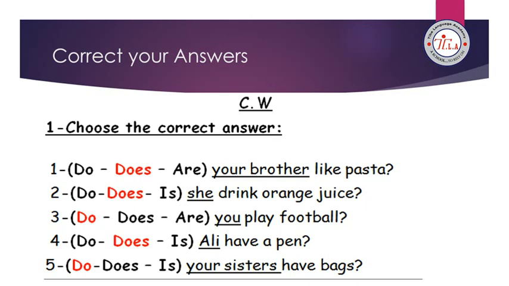Number two. She drink orange juice. She from strong or weak? Weak. Can I write do? Can I choose do? No. Can I choose is? No.